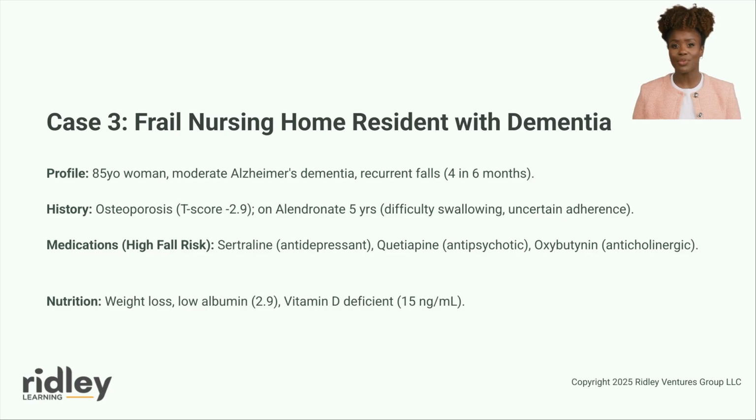Our third case involves an 85-year-old frail nursing home resident with dementia and recurrent falls. She is referred to physical therapy for fall prevention and mobility optimization following her 4th fall in 6 months, most recently resulting in a hip contusion without fracture. Her medical history includes moderate Alzheimer's dementia, osteoporosis diagnosed 4 years ago with the most recent DXA T-score of -2.9 at the femoral neck, major depressive disorder, and urinary incontinence.